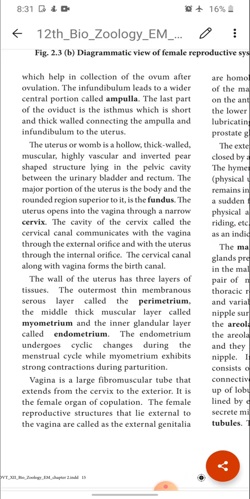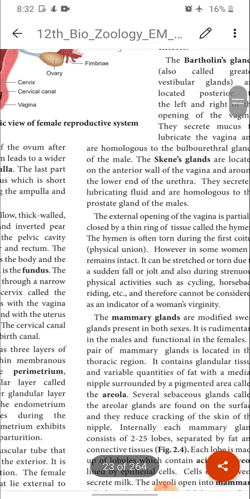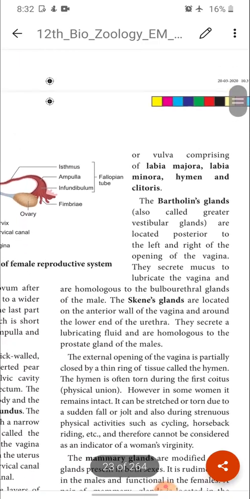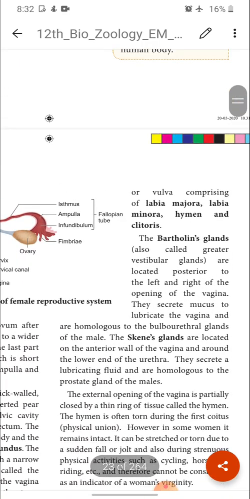It is a female organ of copulation. Female reproductive structures that lie external to the vagina are called what? External genitalia, or vulva, comprising the labia. What are the external genitalia outside the vagina? That is labia majora, labia minora, hymen and clitoris.